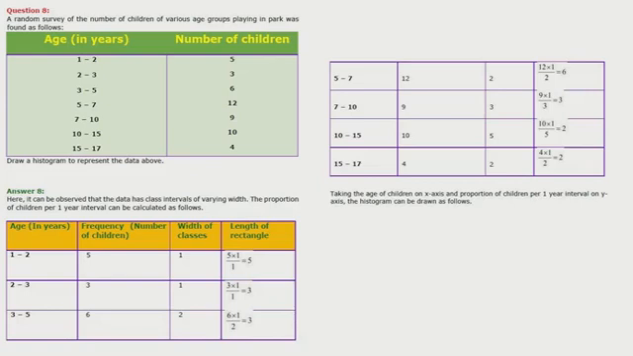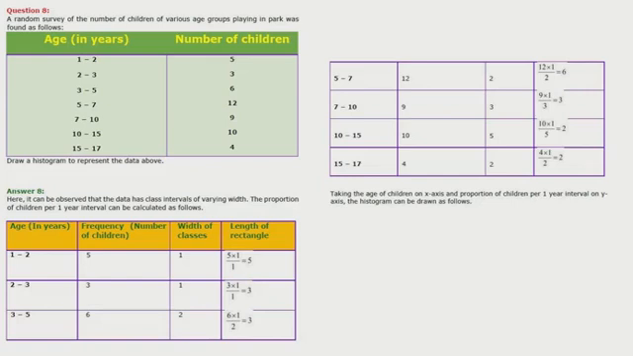Question number 8. A random survey of the number of children of various age groups playing in a park was found as follows. Age in years, number of children: 1 to 2, 5; 2 to 3, 3. Like this they have given. Draw a histogram to represent the data above.